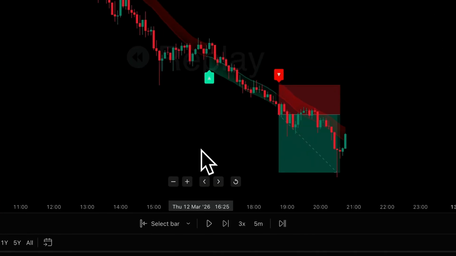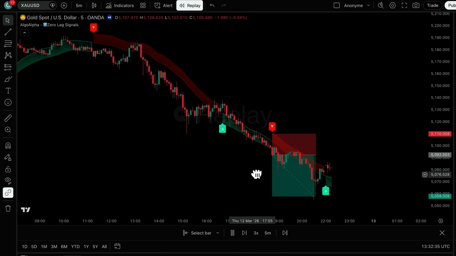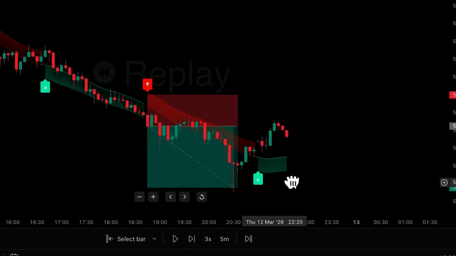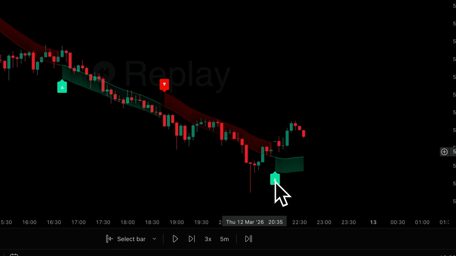So that's a first successful trade. We let the candlestick scroll, and we see that right after, the zero lag indicator gives us a buy signal this time. We can see that the baseline goes from red to green. We can see that the red zone turns into a green zone.